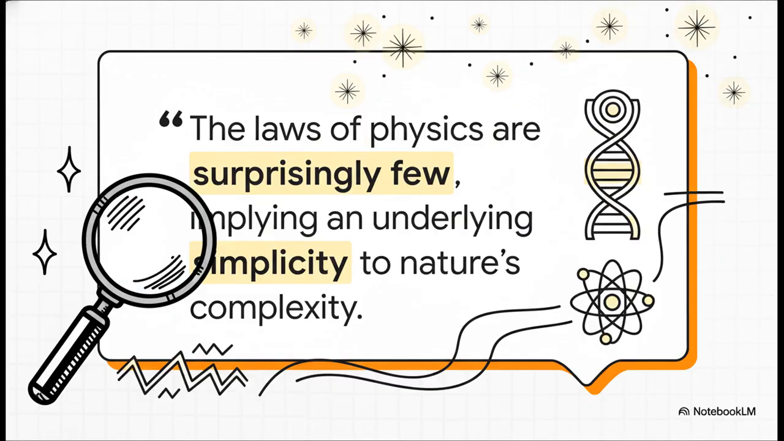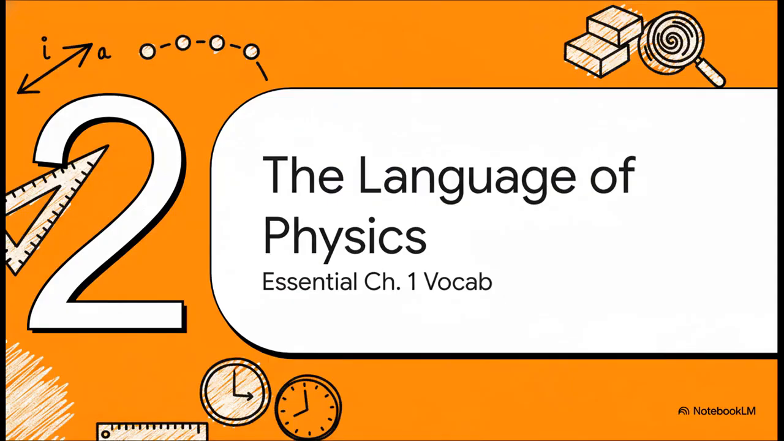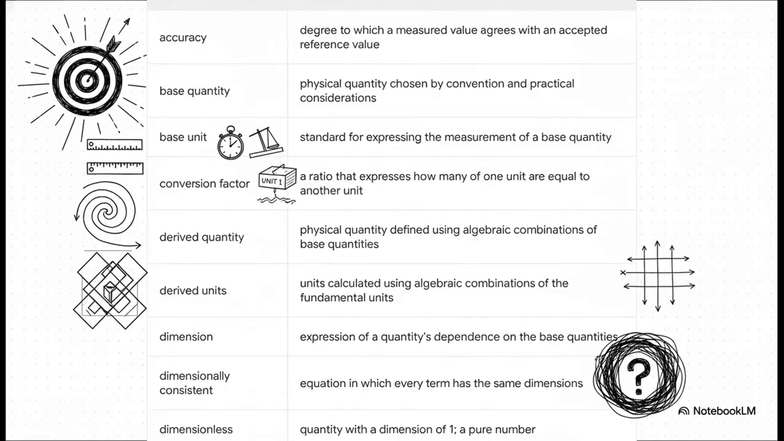That's our why. Of course, to even talk about those patterns, we need a really precise language. So this next section is just a quick refresher on the most important vocabulary from Chapter 1. Think of these as our foundational tools. All right, here's our first batch of essential terms. Now, we're not going to read them all out loud, but you can see we've got things like accuracy, base quantity, and dimension. These are the absolute building blocks for everything that comes next. I'd really recommend just pausing right here to scan these definitions and jog your memory.